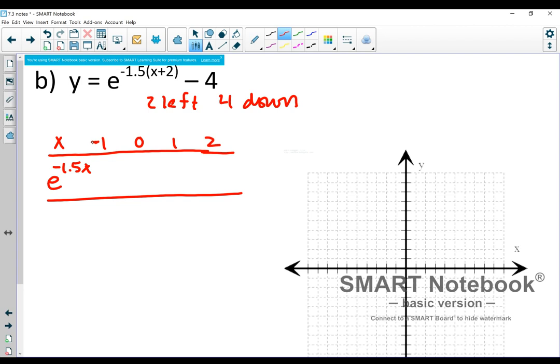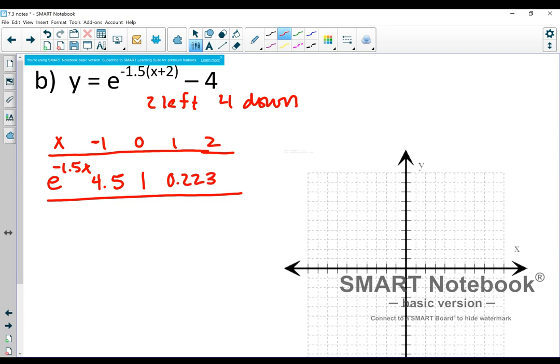So if I put a negative 1 in for x, negative 1.5 times negative 1 is 1.5. So I would expect that to be a little bit higher than e. When I plug it into my calculator, I get a 4.5. When we use 0 for our x, 1.5 times 0 is just 0. So e to the 0 power is 1. So this one, e to the negative 1.5 times 1. So e to the negative 1.5 power is about 0.223.